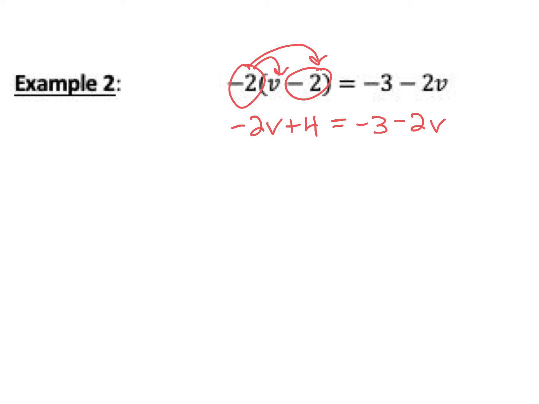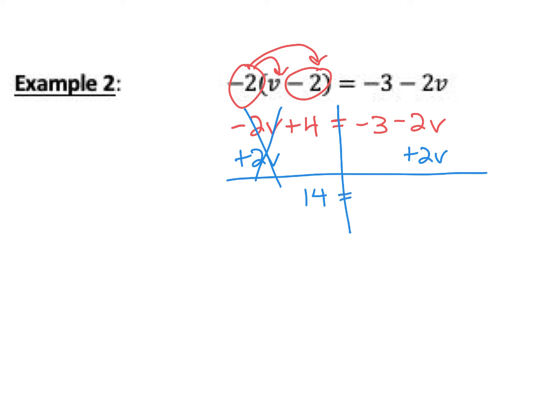So from here, I want to move my 2v. So I have a -2v, so I'm going to add 2v to both sides. Positive and -2v make it 0. We have 14. We have -3. Oh, look, positive and -2v also make it 0. So what we need to do is look at this. Does 14 equal -3? No, it does not. Okay, so this does not work.